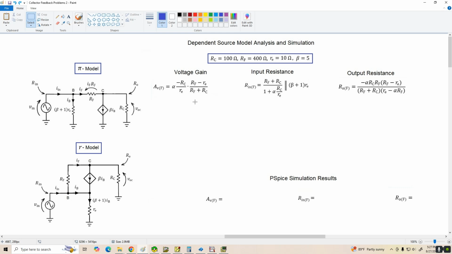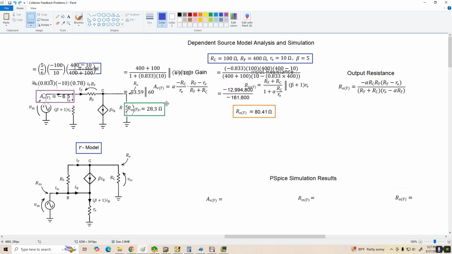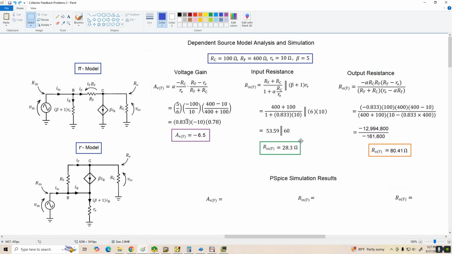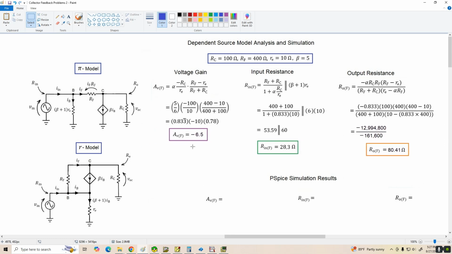All right, so rather than use the Microsoft calculator to crunch these numbers, that would be way too painful. I did them ahead of time, and I'm just going to paste them in here. And this is what we come up with. Our feedback gain is negative 6.5, the input resistance is 28.3 ohms, and our output resistance is 80.41 ohms. What we're going to do next is bring up PSpice and simulate this circuit and see what kind of agreement we get.